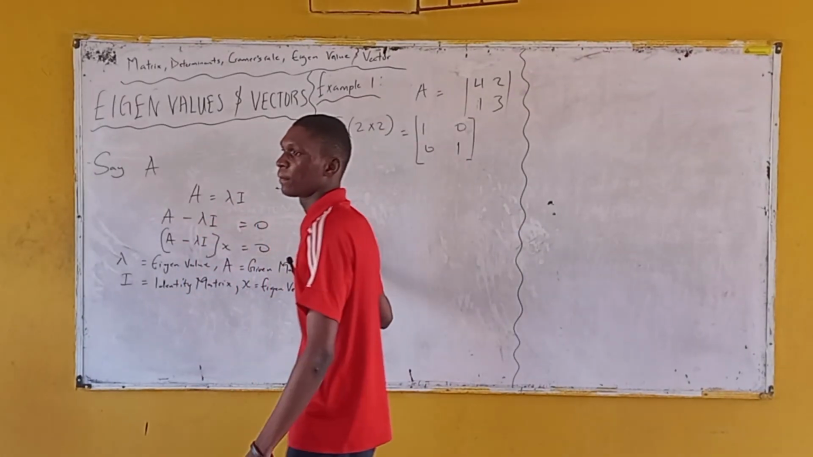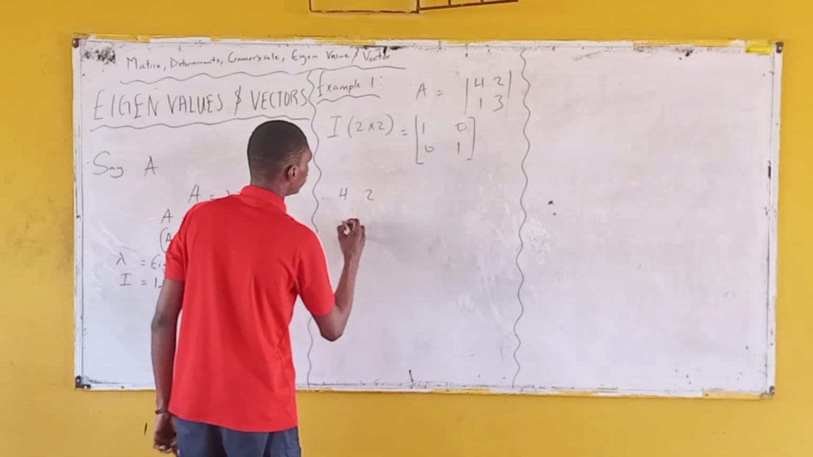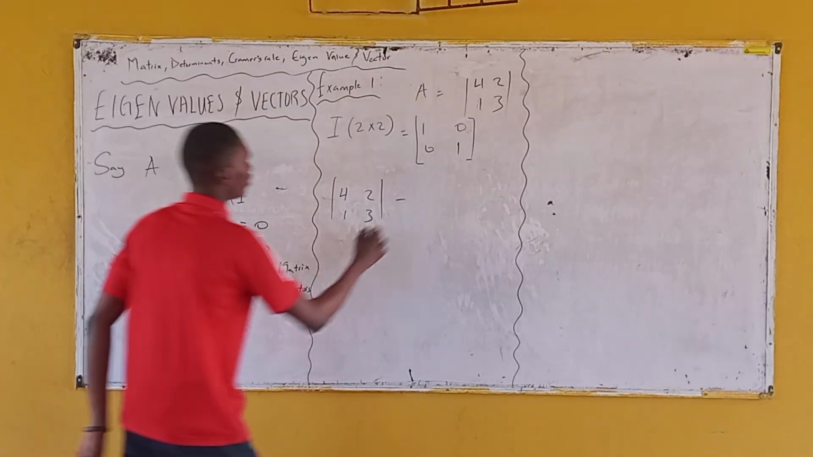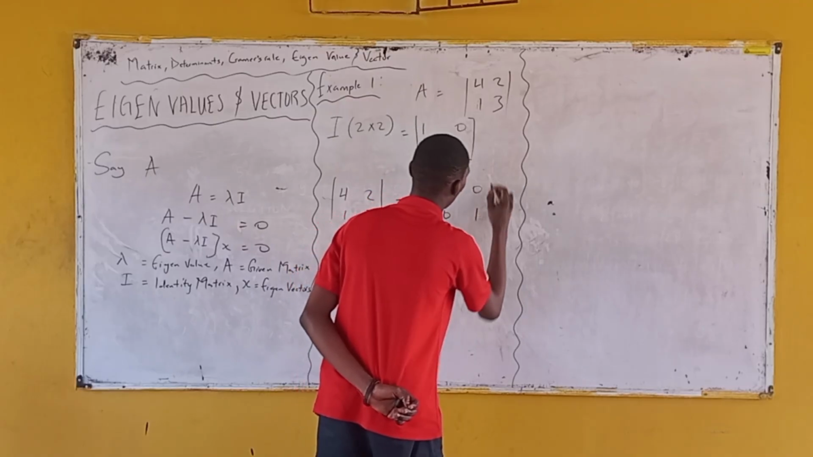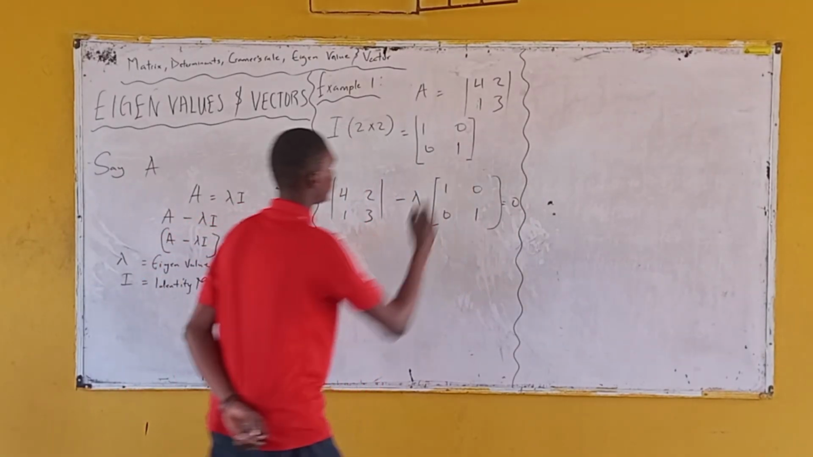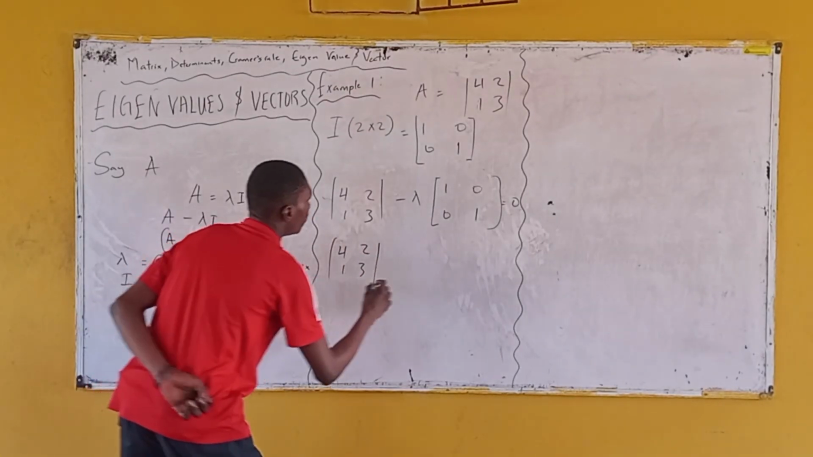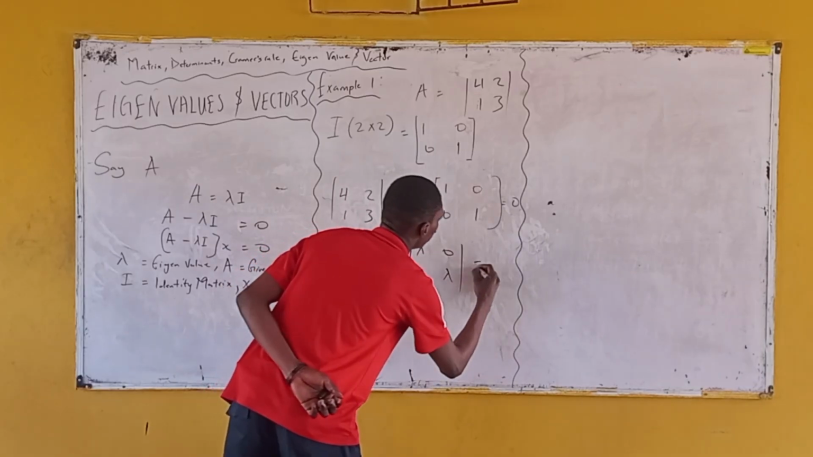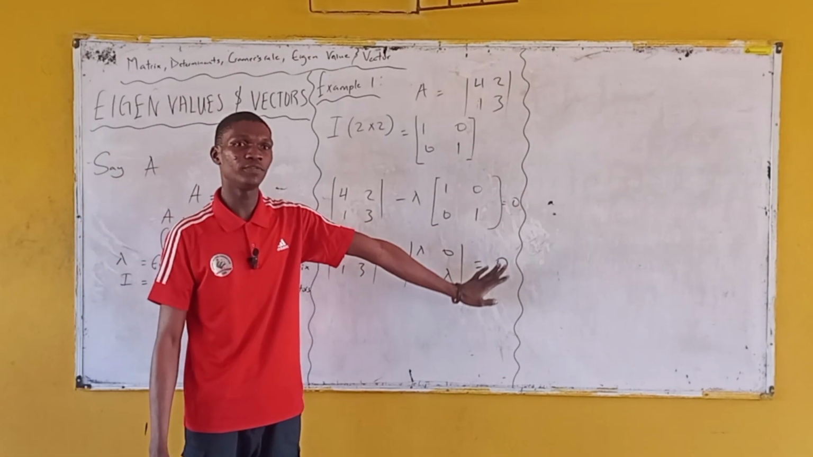So therefore we can say that A is 4, 2, 1, 3 minus lambda times the identity matrix 1, 0, 0, 1, and it is equal to 0. So we have 4, 2, 1, 3 minus lambda 0, 0 lambda equals 0. Are we together? Multiply this minus lambda times each of the values inside.